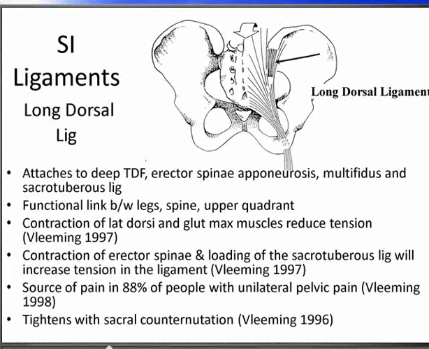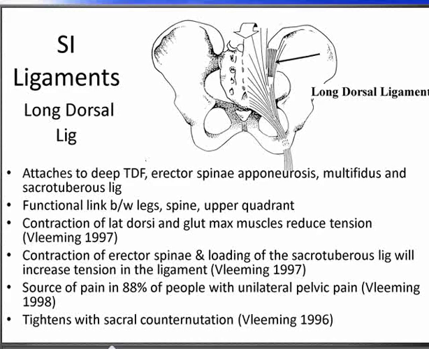It essentially attaches to the deep thoracodorsal fascia, or the thoracolumbar fascia. The erector spinae aponeurosis also blends in with this ligament. The sacral multifidus and the sacrotuberous ligament also have fascial connections to this ligament. So essentially, this ligament acts as a functional link between the legs, the spine, and the upper quadrant.